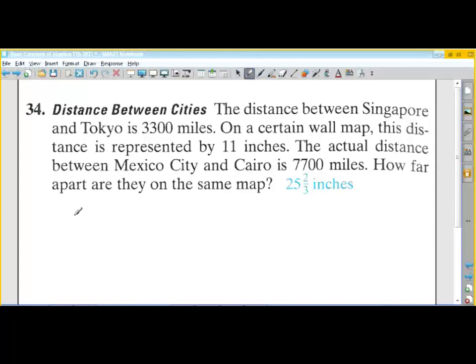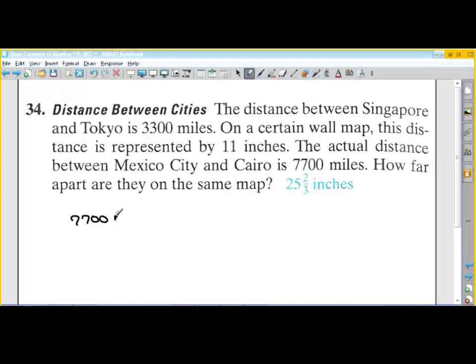Now there's 2 ways you can do this. One is you can have the ratios involve the same units, or you can have the ratio involve different units but the same instance. So in this case, one instance is Tokyo, and that corresponds to 11 inches. And then we have Cairo, actually from Mexico City to Cairo is 7,700 miles. So what we're trying to do is figure out what is the corresponding distance on the map, the length on the map.